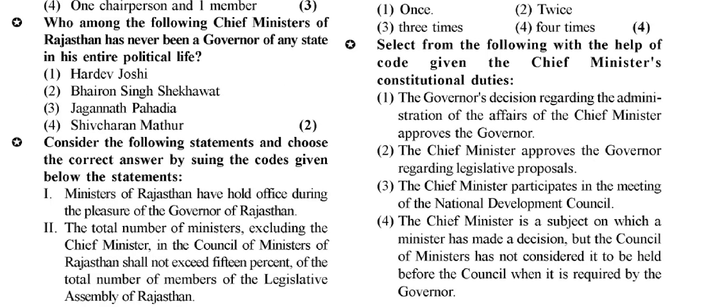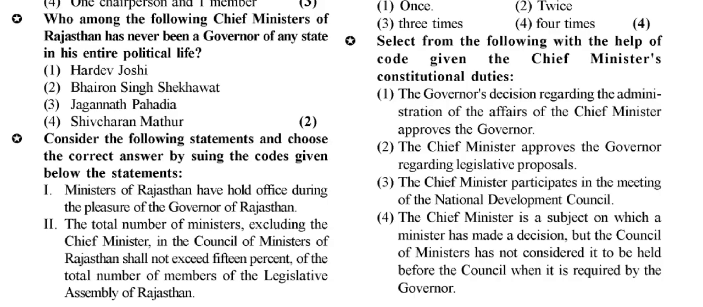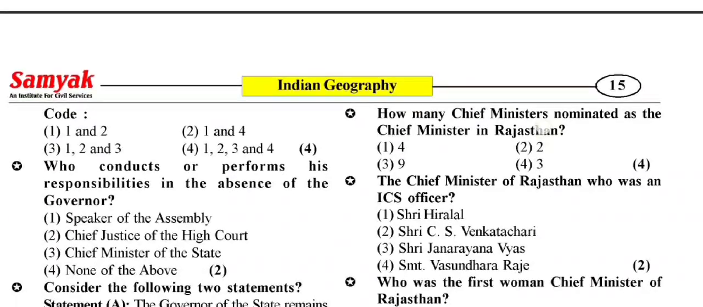Select from the following with the help of the code given, the Chief Minister's constitutional duties. The Governor's decision regarding the administration of affairs is approved by the Chief Minister. The Chief Minister approves the Governor's legislative proposals. The Chief Minister participates in the meeting of the National Development Council. The Chief Minister submits a subject on which a minister has made a decision but the Council of Ministers has not considered it, to the Council when required by the Governor. So all the options are correct.